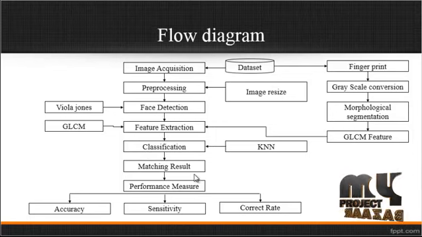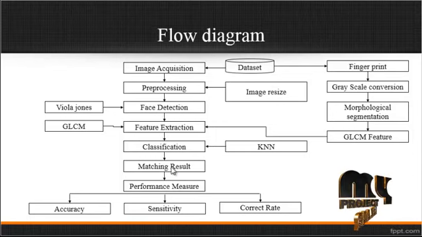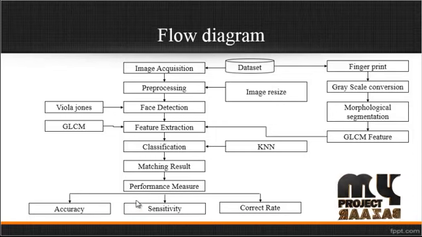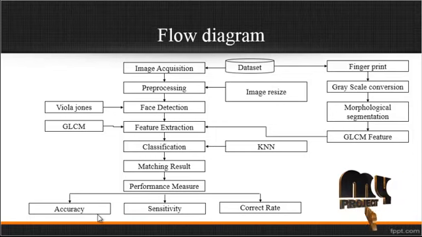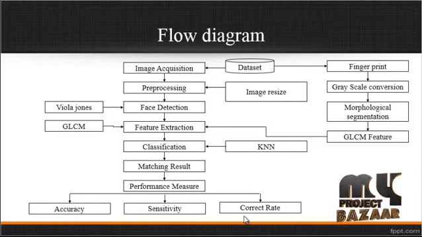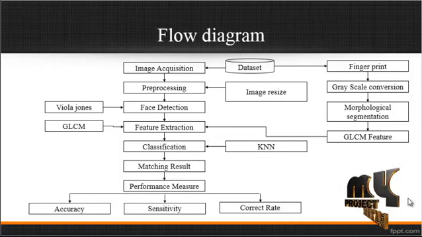After that, matching results. This is just for display purposes, as I told previously, just displaying the result as authenticated or not. Finally, performance measures. In these performance measures, we apply performance parameters like accuracy, sensitivity, correct rate, or else the specificity of the process.